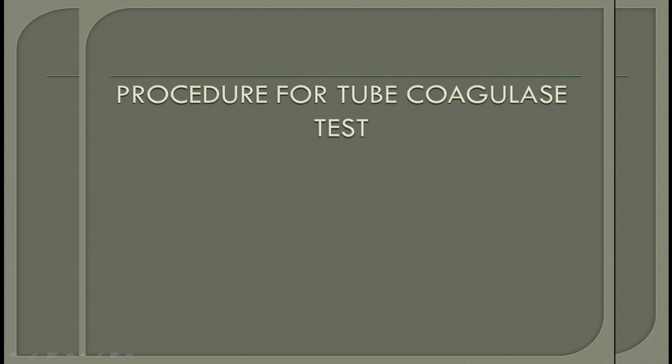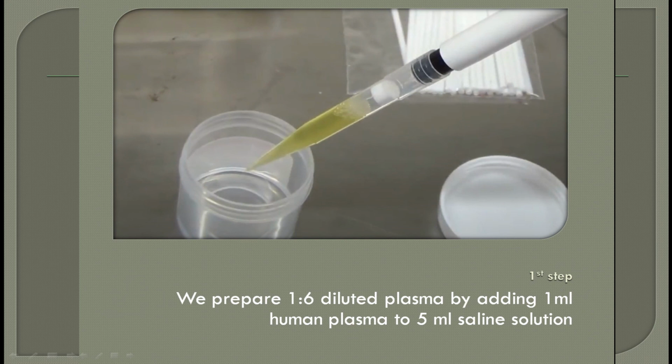Now let's move on to the procedure for the tube coagulase test. Okay. So the first step is preparing the 1:6 diluted plasma. Now let me explain to you what this means. The first thing is, forget about 1:6, just concentrate on diluted plasma, pun intended. So anyways, what do I mean by diluted plasma? Diluted plasma means it's not pure plasma, unlike the previous one where it was pure plasma.